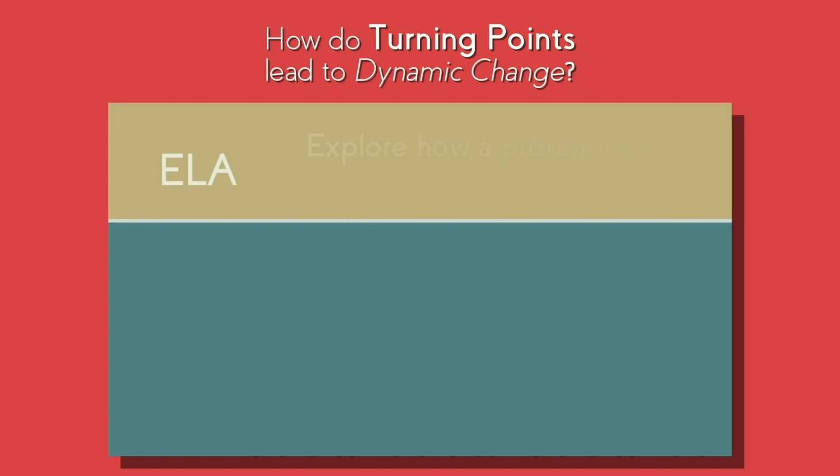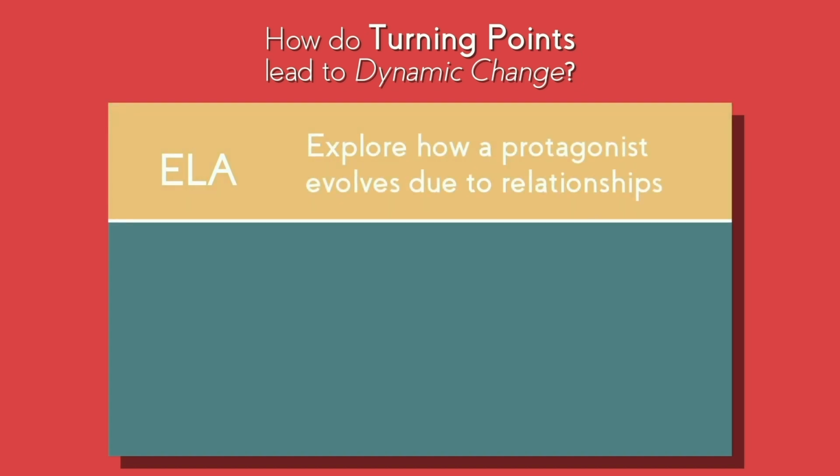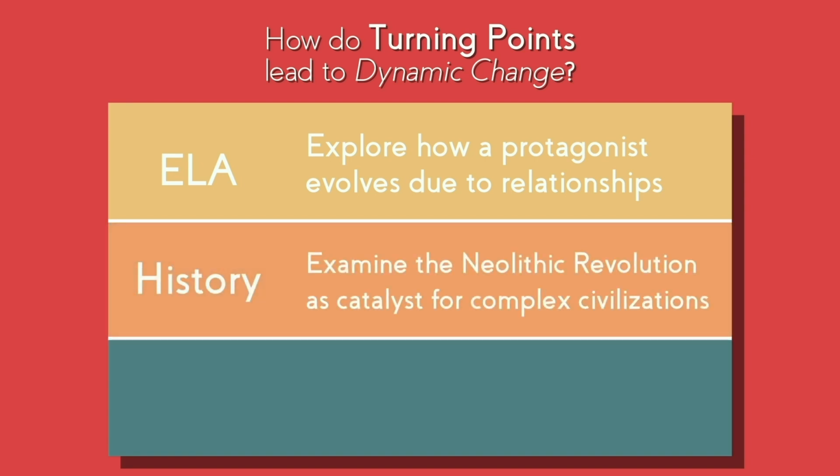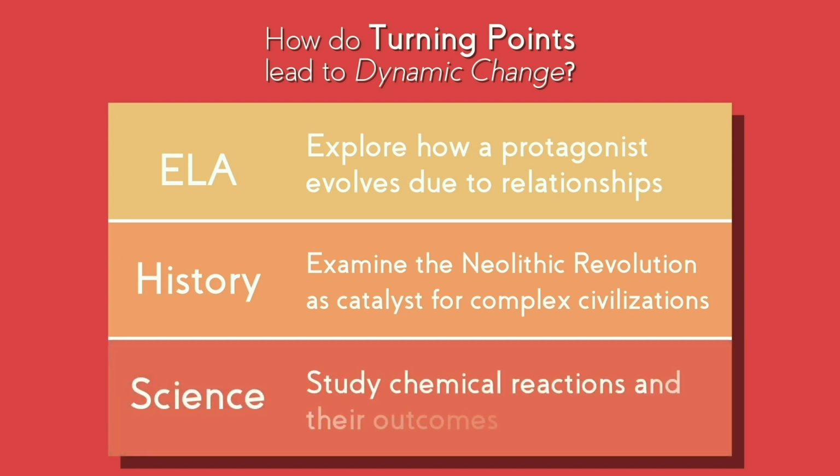In ELA, students may explore how a protagonist evolves due to the relationships they form throughout the text. In history, students will examine the Neolithic Revolution as a catalyst for the development of complex civilizations. In science, students will study chemical reactions and their outcomes. These units are designed to help students transfer skills and knowledge from one content area to the next. With an overall guiding question, the conversation doesn't end when they step outside of their ELA classrooms. It continues on into their history class and hopefully into their lives.